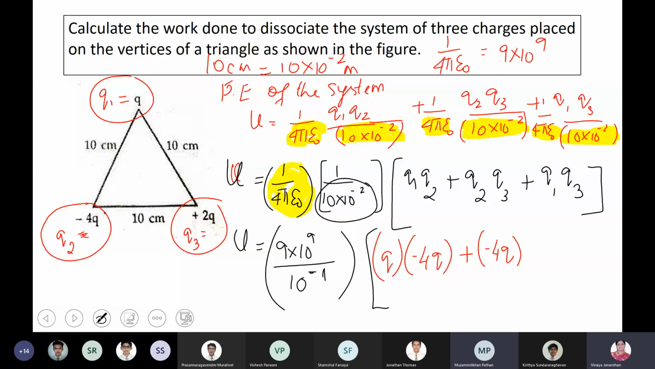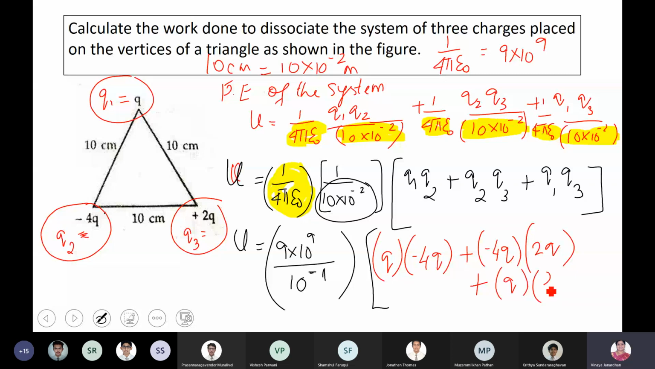Ma'am, I have a doubt. This 2Q is 2 into Q, right? Twice the charge. Ma'am, so if we get 2Q by 2, we can cancel out the 2's? Yes, you can cancel it off. Fine. Q1, Q3. What is the value of Q1? It is Q. What is the value of Q3? It is 2Q.